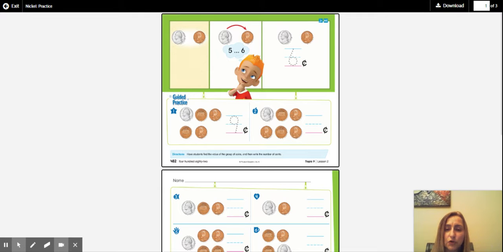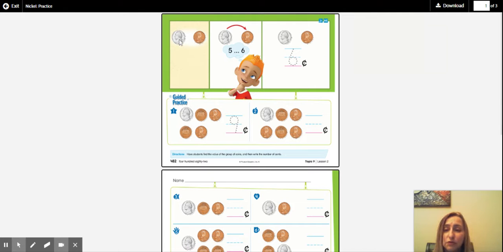Okay, boys and girls, so after watching the two videos about the nickel, which you now know a nickel is 5 cents, now we are going to learn how to count the value of a group of coins. That includes a nickel and also pennies.